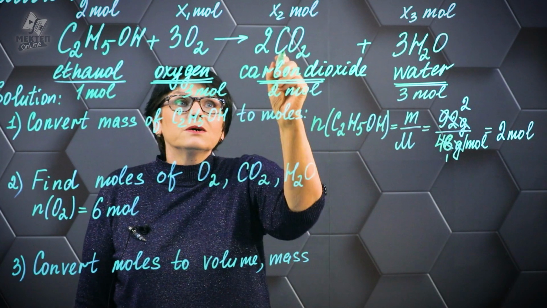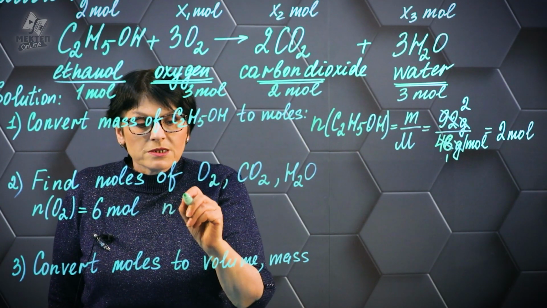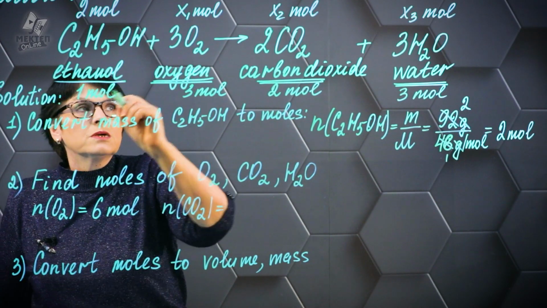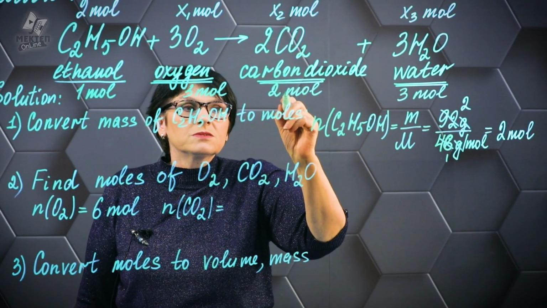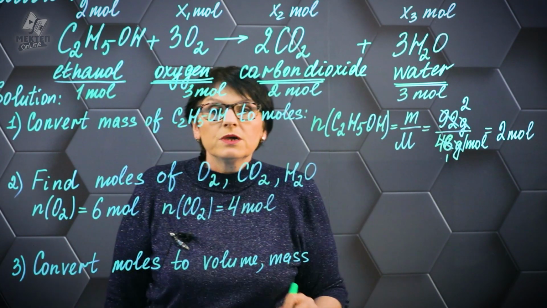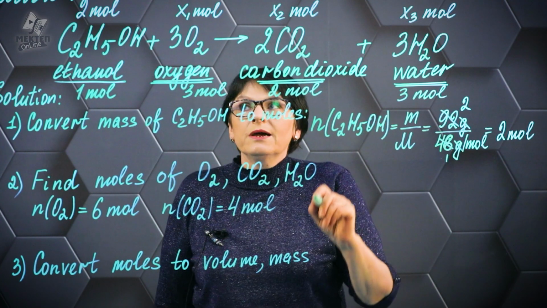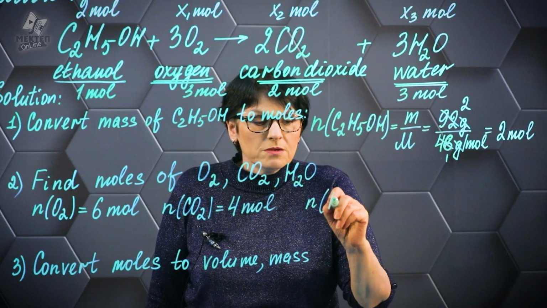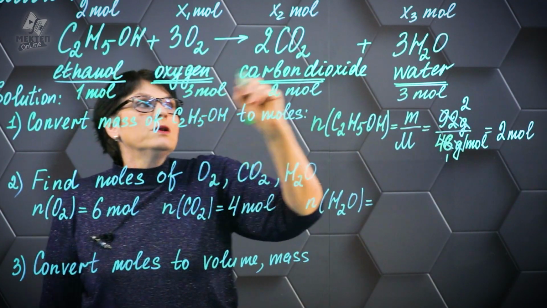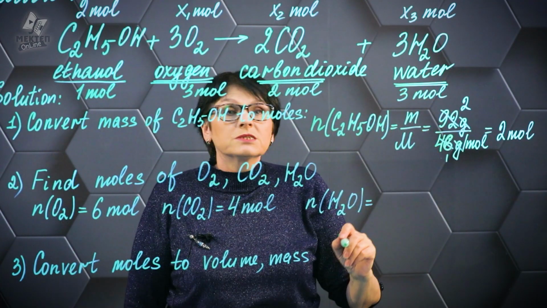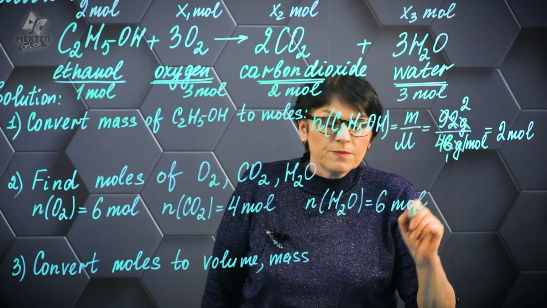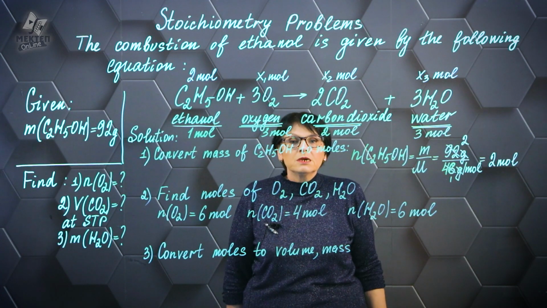Next, for carbon dioxide. We find the number of moles also through the proportion of 2 moles to 1 mole as X2 to 2 moles. And then we have 4 moles of carbon dioxide. Next, for water, we find the moles also through the proportion of 2 moles to 1 mole as X3 to 3. And in this case we have 6 moles of water. That's it. We have found the moles.